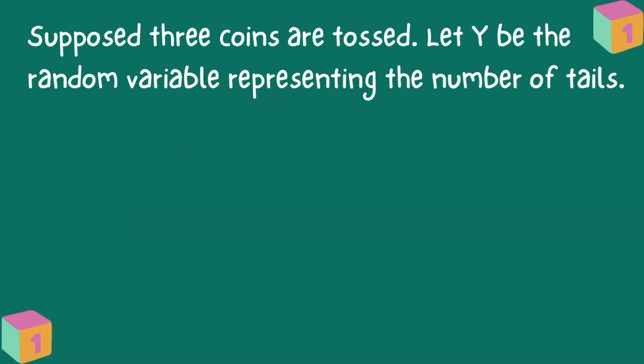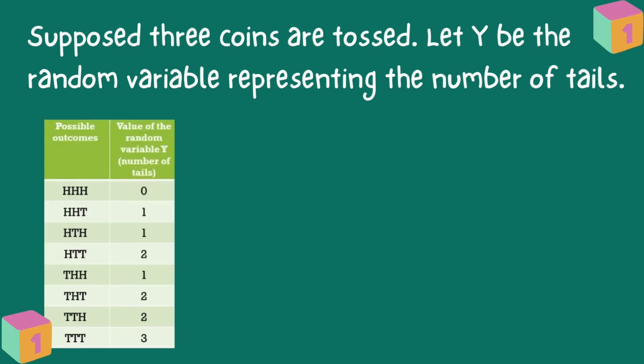Suppose 3 coins are tossed. Let y be the random variable representing the number of tails. Now, here's a table for the possible outcomes and the value of the random variable y, or the number of tails. In every toss, we can have one of 8 possible outcomes in tossing a coin. As we are looking for the tail, we can see in the table the number of times that the tail is shown in every toss.